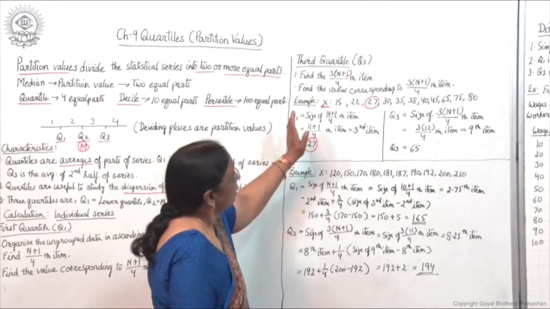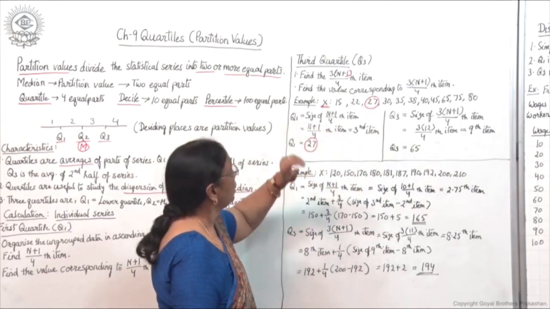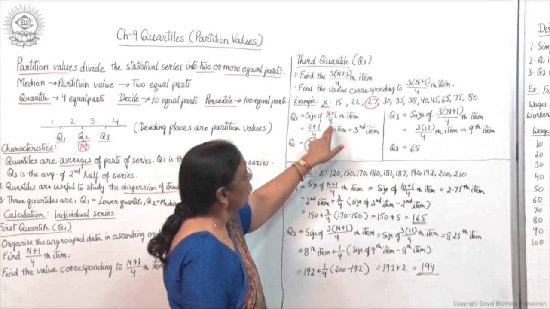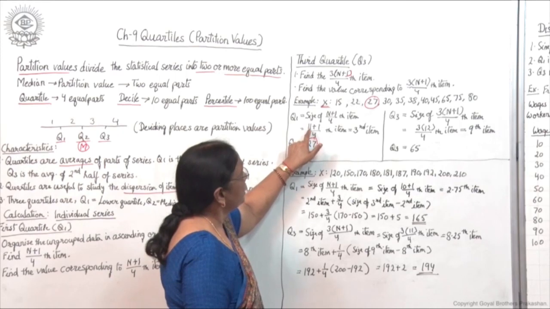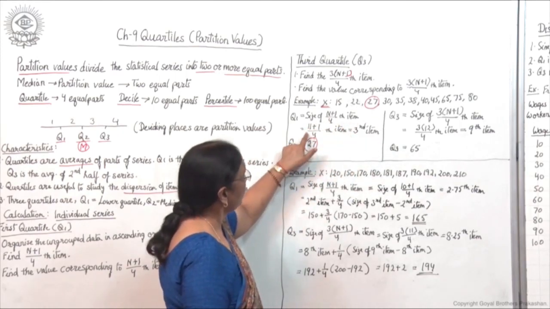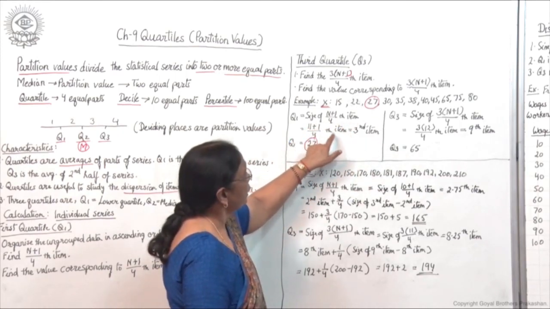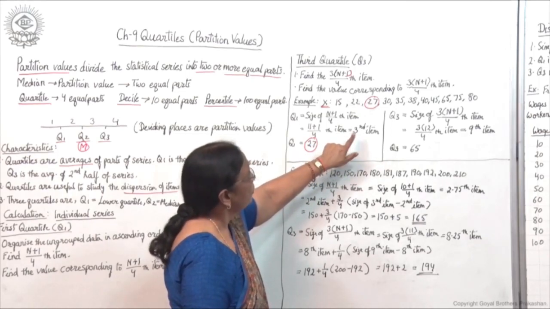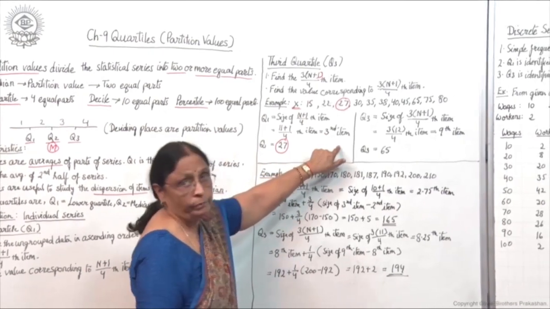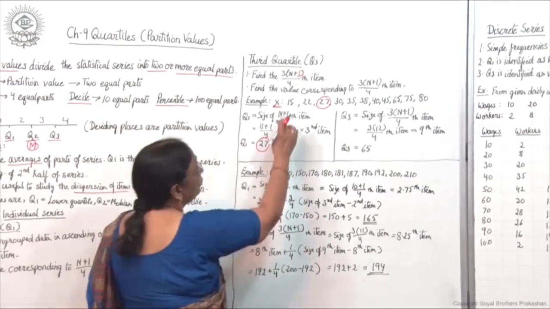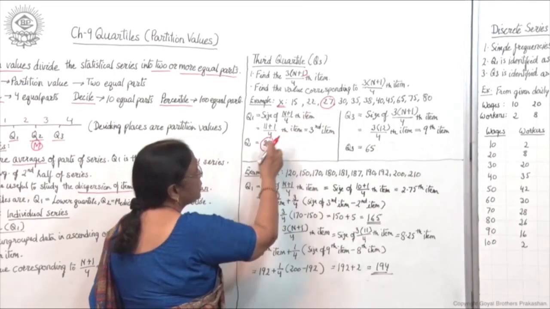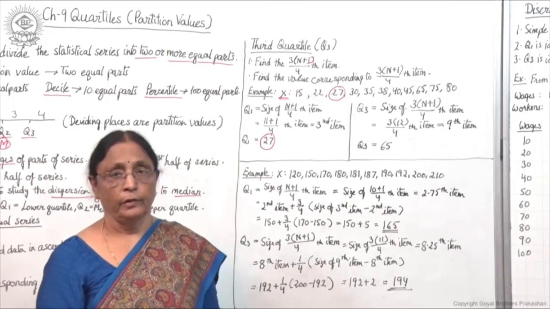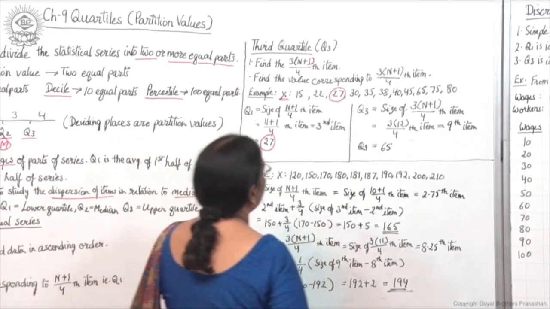Very simple. Arrange the data in ascending order. Find Q1 by the formula (n+1)/4th item. N is the total number of items. This is 11. 11 plus 1 upon 4th, that is the third item. 3 is not the median, 3 is not the quartile, but this is the third item. So you have to find the third item here, and here it is 27. So Q1 is 27, right?